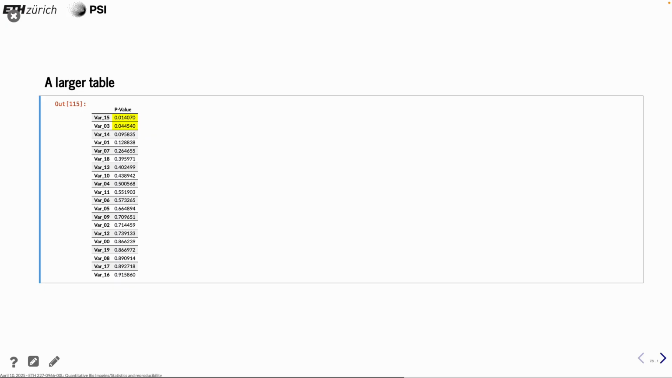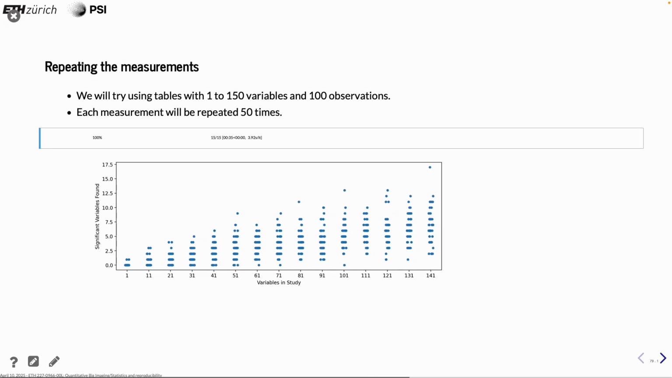And if we have a larger table, it's more probable that we now and then find a misclassification. If we look at doing very many experiments, this was running a simulation of more than half a minute, we can see that if we increase the number of variables in the study, we also increase the number of significant variables. So we need to take this into account.